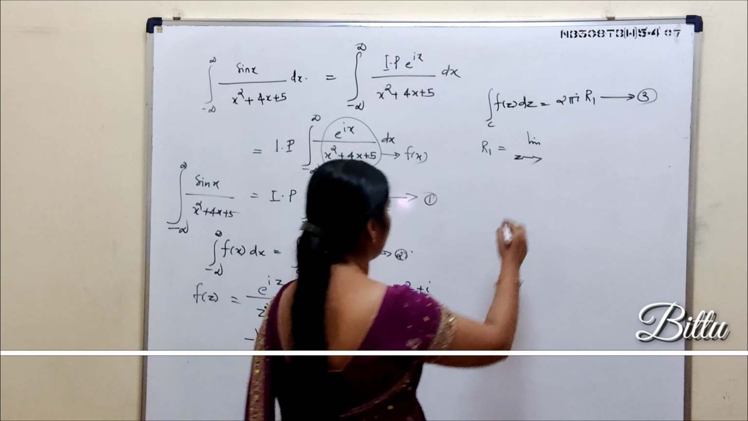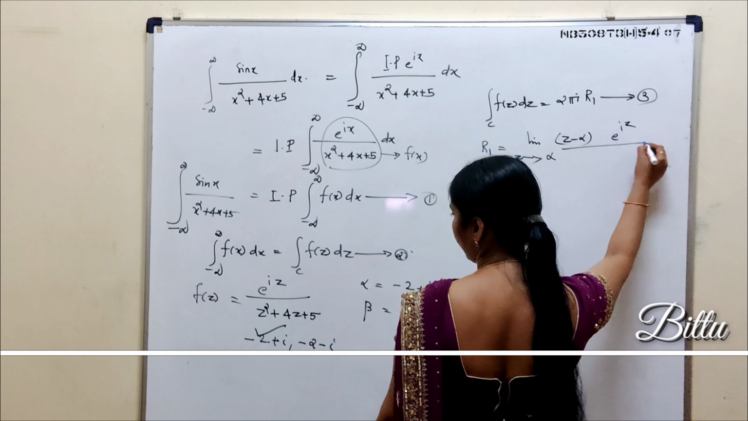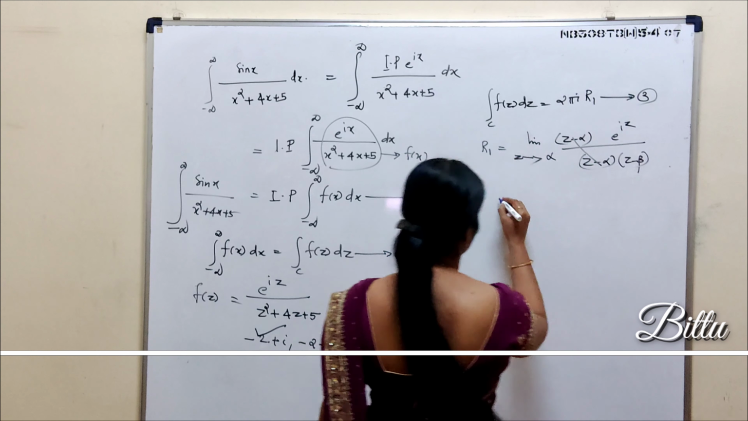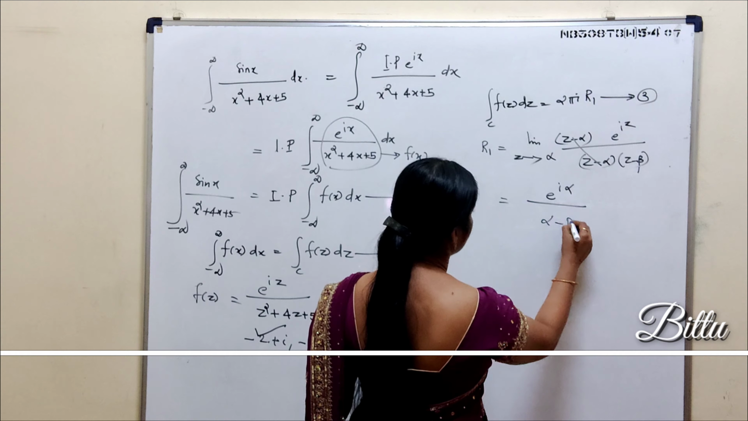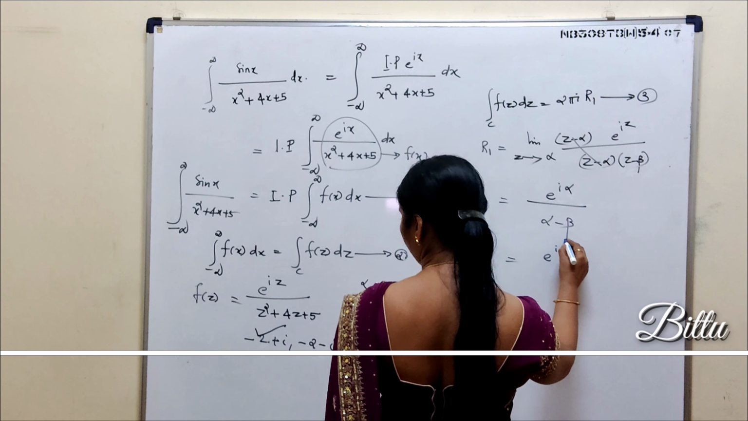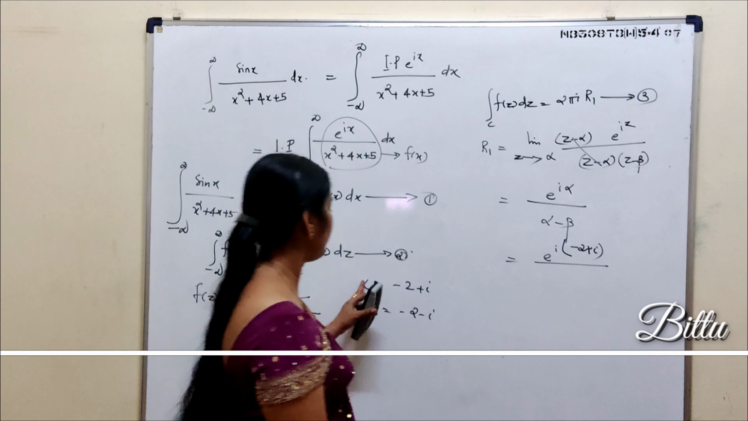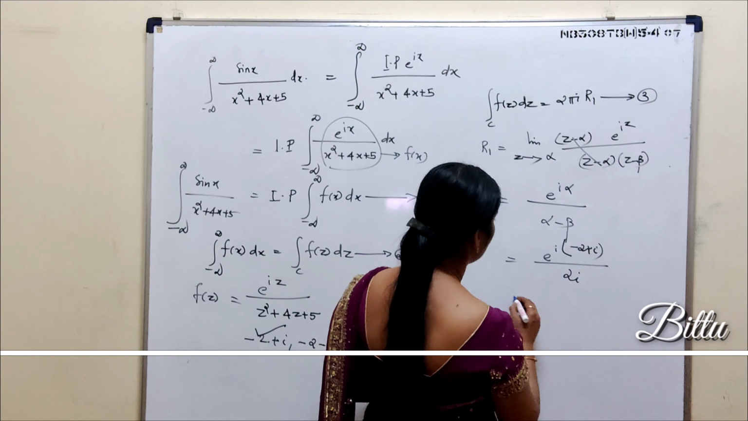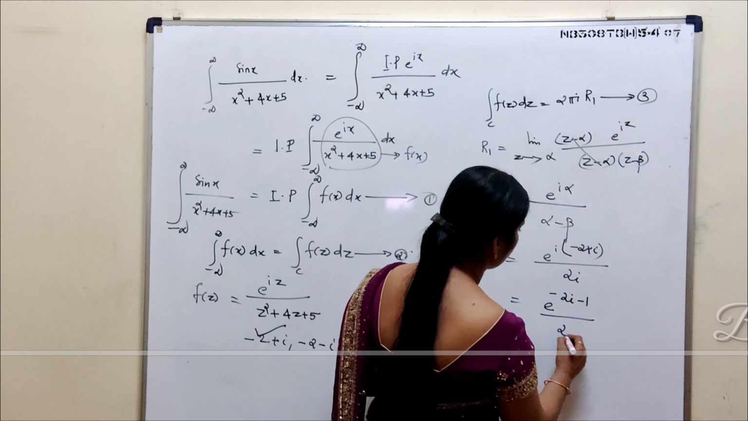So z tends to alpha, (z minus alpha) into e raised to iz by (z minus alpha) into (z minus beta). This will cancel each other. And it is e raised to i alpha divided by alpha minus beta. E raised to i into alpha, which is minus 2 plus i, divided by alpha minus beta. Alpha minus beta: this will cancel, this will add up, that is 2i. So it is e raised to minus 2i minus 1 divided by 2i.